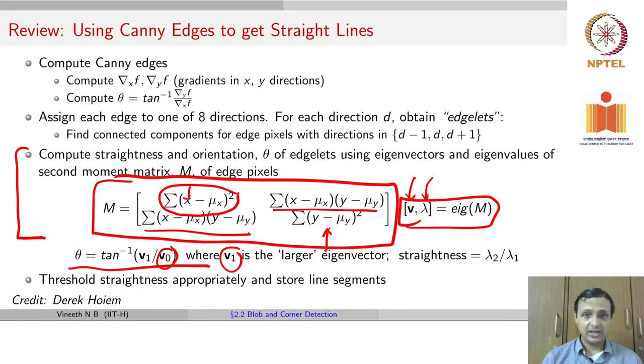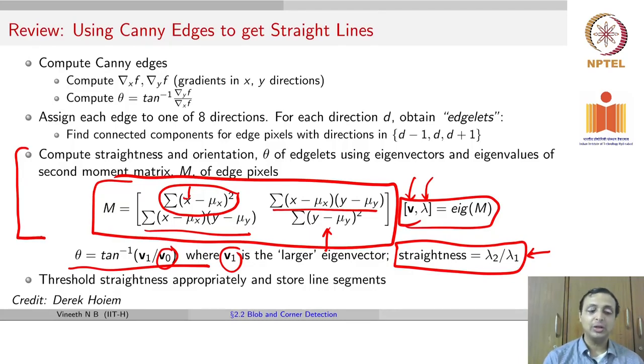And we define straightness to be lambda 2 by lambda 1, where lambda 2 is the second largest eigenvalue and lambda 1 is the largest eigenvalue. So the straightness here is going to be the highest value when both lambda 2 and lambda 1 are equal, or close to equal. And once you get this quantity, you just threshold the straightness appropriately and store your line segments. So it really doesn't matter whether you measure straightness as lambda 2 by lambda 1 or lambda 1 by lambda 2.